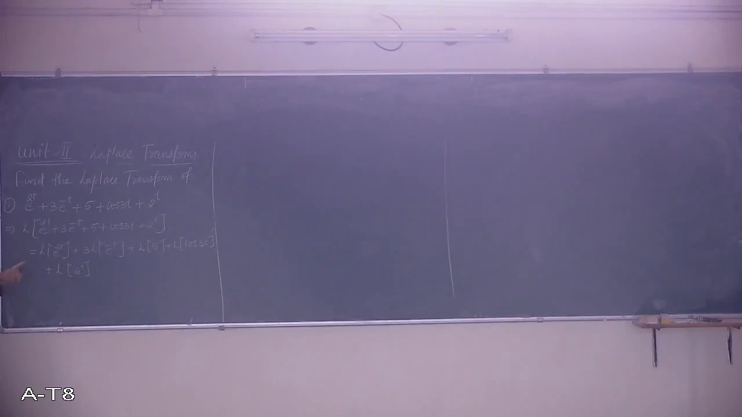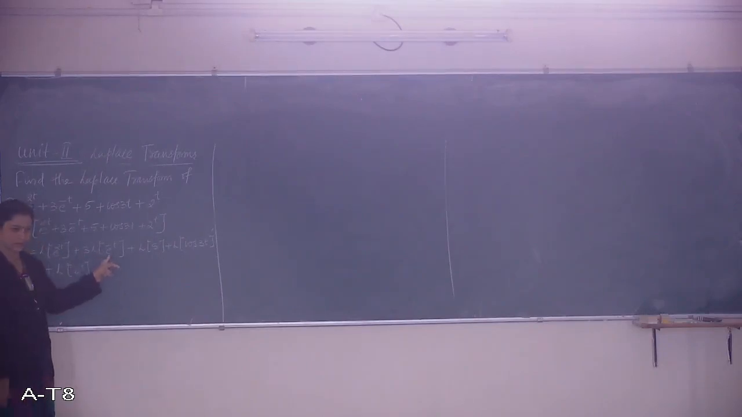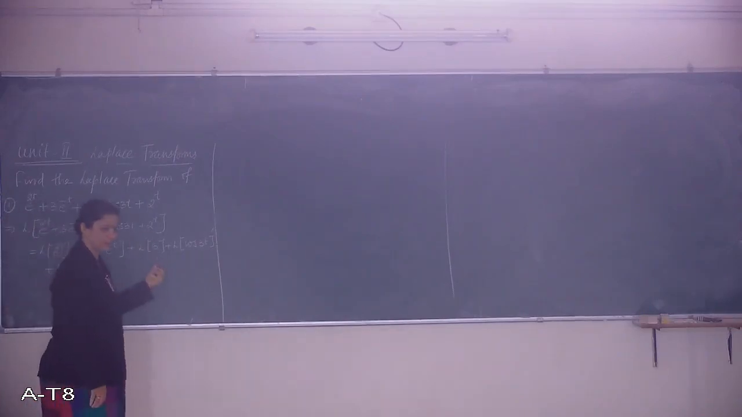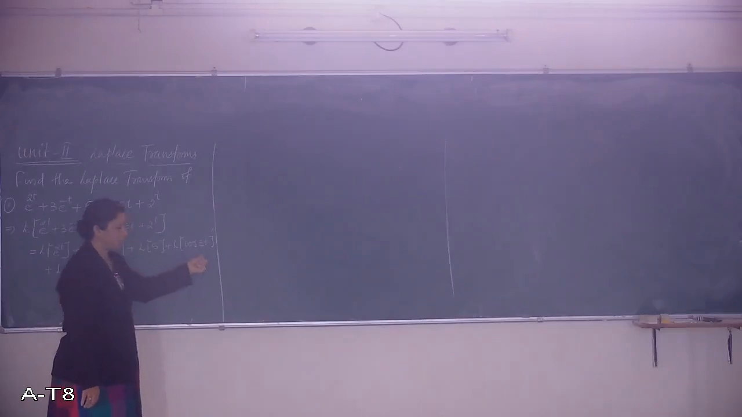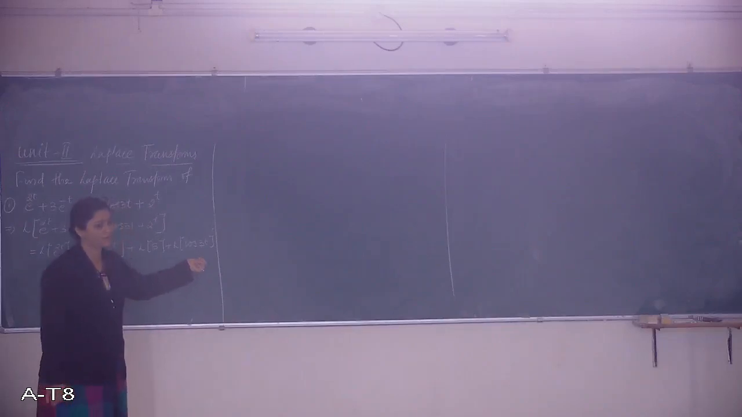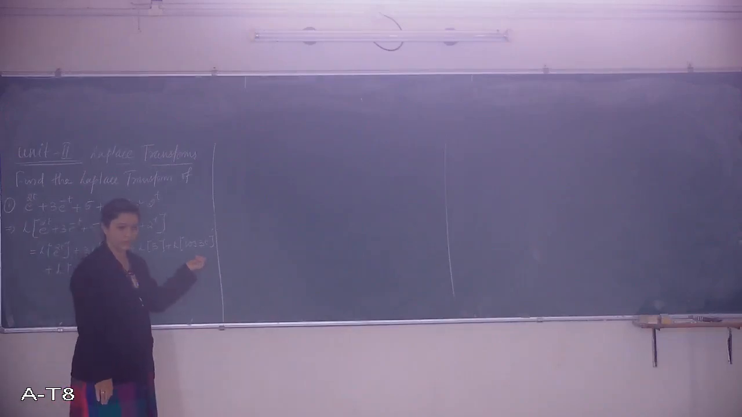Now here you can see the first term is e to the power 2t. You can compare it with the elementary function, e to the power at; it is of that form. Similarly, the second one is again an exponential term, e to the power minus t. The third one is a constant, and you can easily find its Laplace transform. The fourth one is a trigonometric term in terms of cos, so you know the Laplace transform of cos of at is s upon s square plus a square.